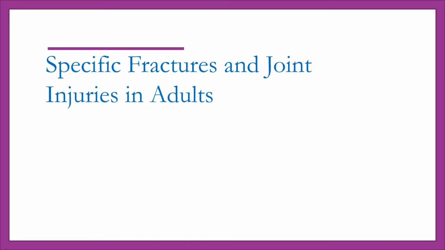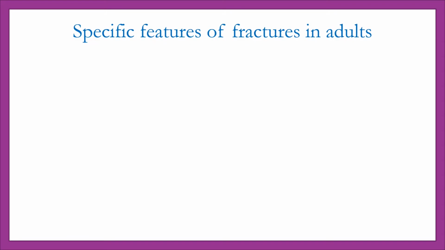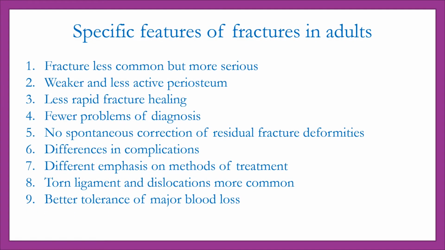Specific fractures and joint injuries in adults. Specific features of fractures in adults. 1. Fracture less common but more serious. 2. Weaker and less active periosteum. 3. Less rapid fracture healing.